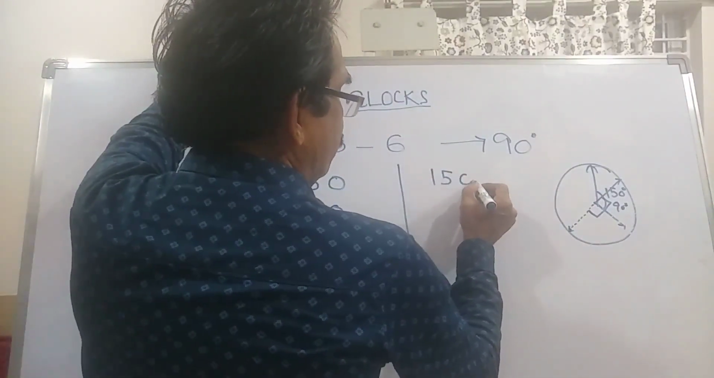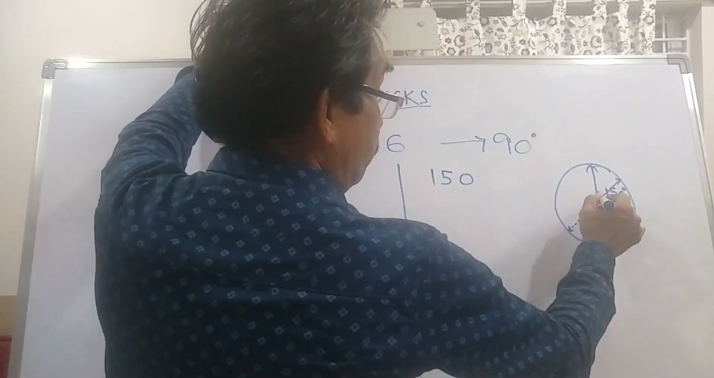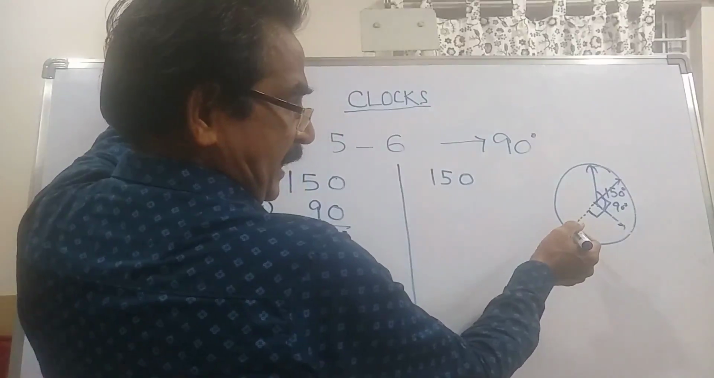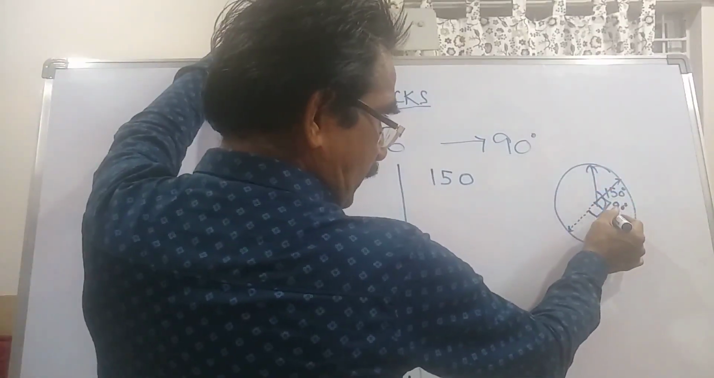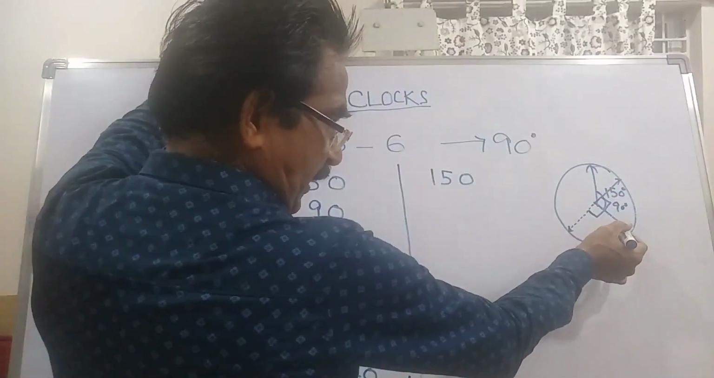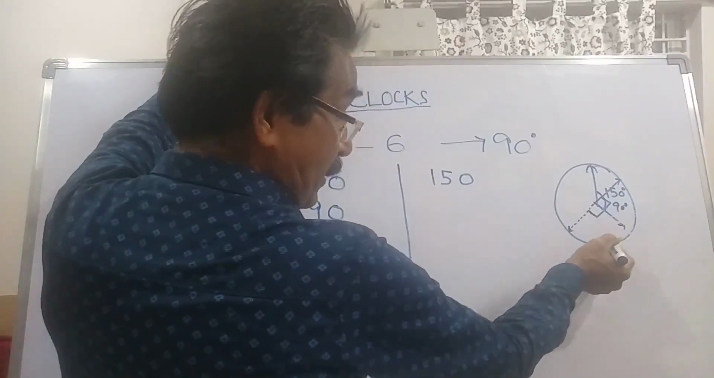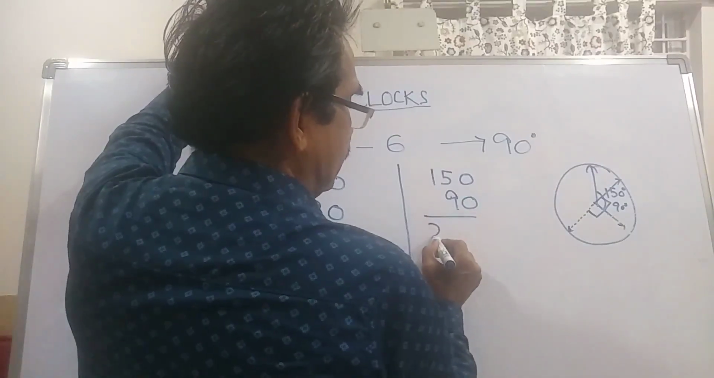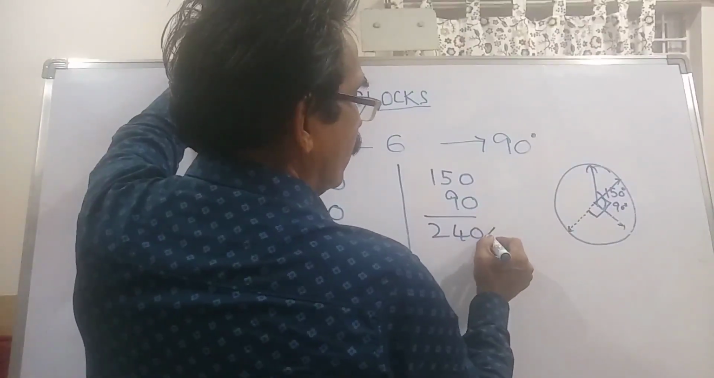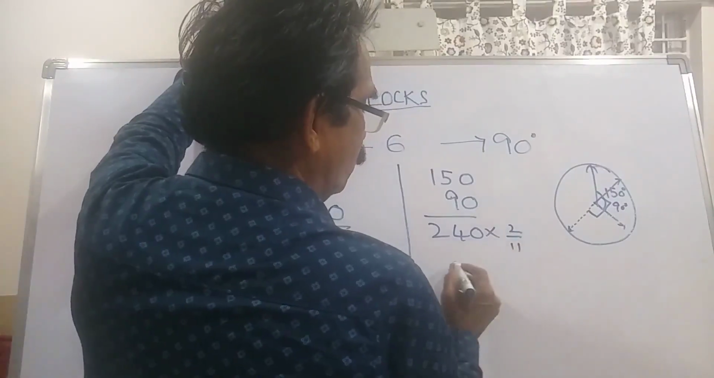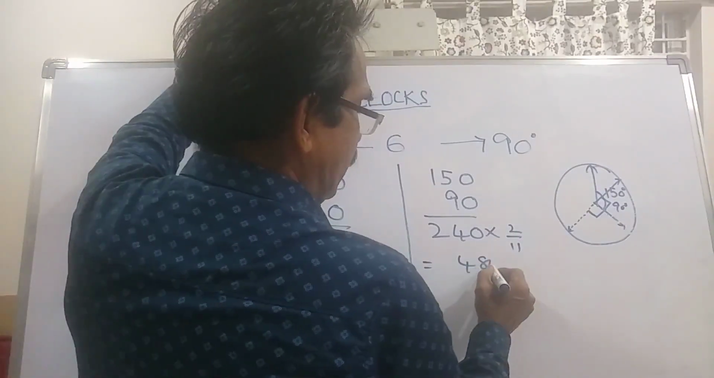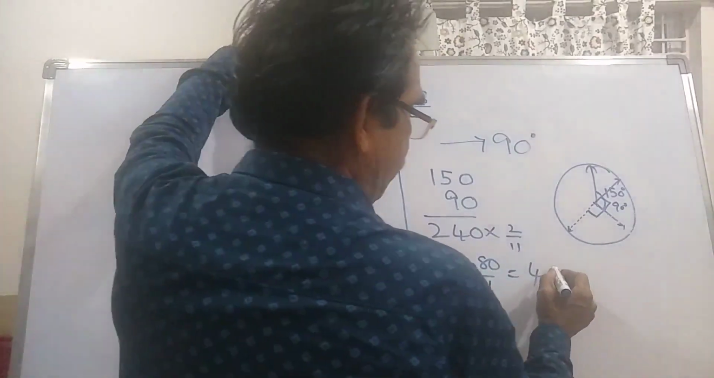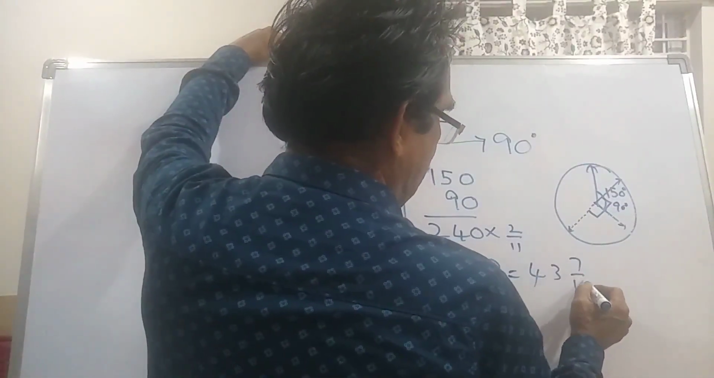The minute hand has to rotate this 150 degrees, plus again, after crossing our hand, it has to run another 90 degrees. So 150 plus 90 is 240. 240 into 2 by 11 is 480 by 11. 11 4s are 44, 40, 11 3s are 33, 7 by 11.